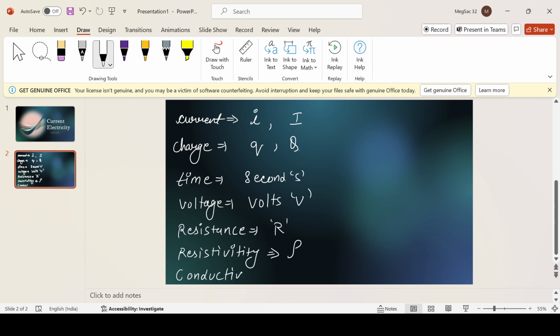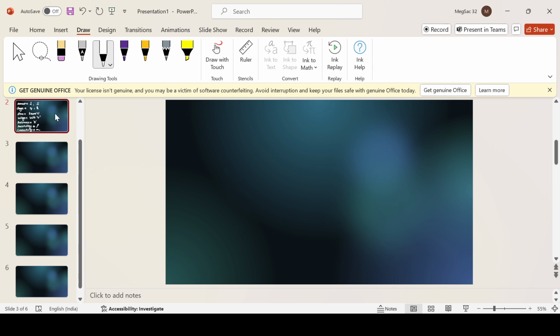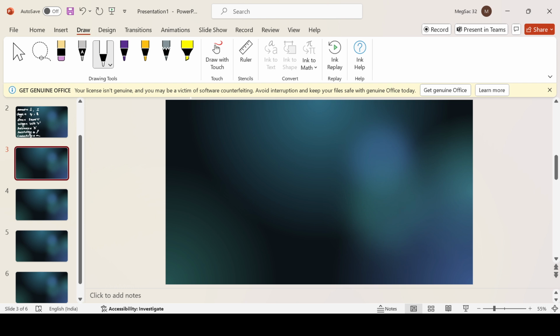Then you have conductivity, that is sigma. Then potential difference, which is the volts only, voltage done. After that we have power, that is P. Then we have energy, that is E, energy consumption. And then we have heat, that is H. Got it, everyone?